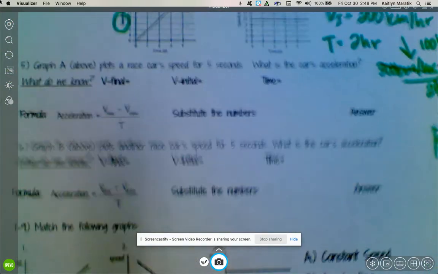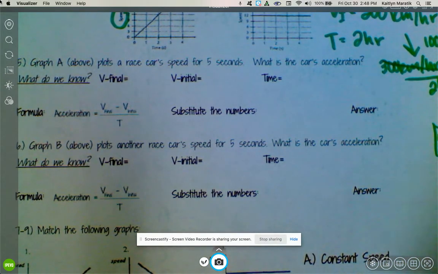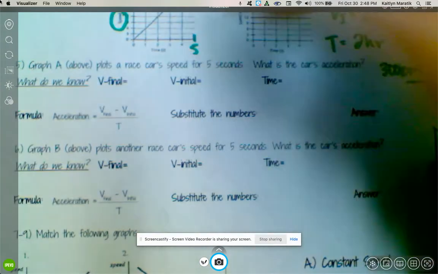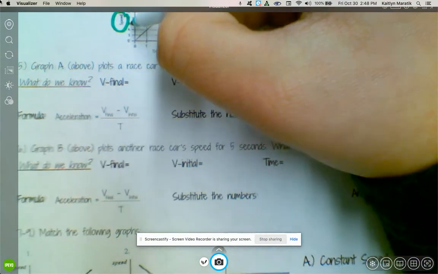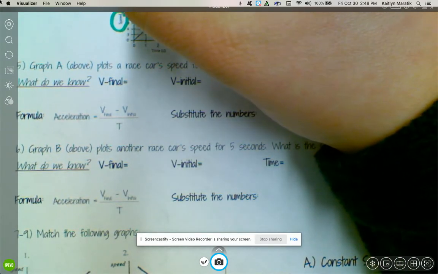So our next one, graph A plots a race car's speed for 5 seconds. What is the car's acceleration? So we've got 1, 2, 3, 4. So 5 is here. And then this is going up by seconds. It's in meters per second. So we've got 3, 6. It's going up by 3. So 24, 27, and 30.